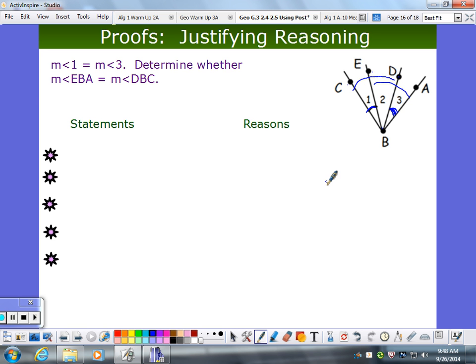This piece, what do you think? Why? We're kind of adding same thing to same thing. It looks to me like we might see a little bit of addition postulate on here, but we'll see how we do it. And they're giving me the statement. So, who says measure angle 1 is measure angle 3? Yeah. That's a given. They told me. Okay. Let's see what happens. EBA is the measure of angle 3 plus angle 2. Who says I can do that? Yeah. Joseph?